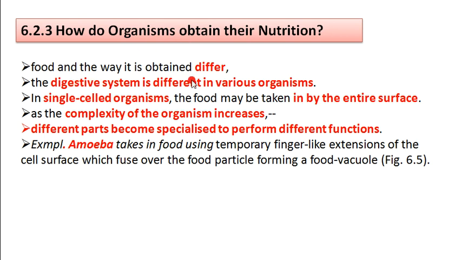The digestive system is different in various organisms. This is the most important thing. The digestive system is very important because the nutrition is ultimately formed by the digestive system. We will see our human digestive system later.